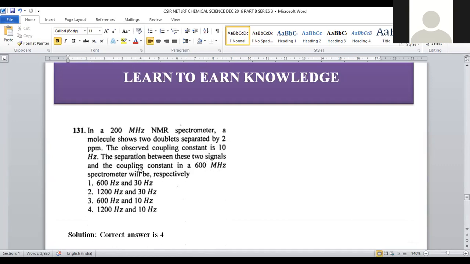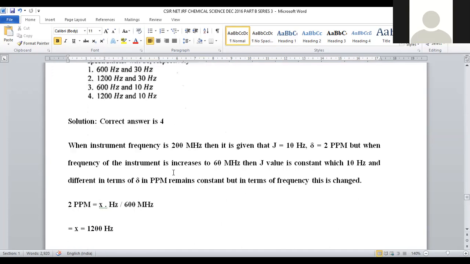Right. So this is a part of NMR spectroscopy. Here, the values we have to predict are the separation between two signals and the coupling constant. Both the terms we have to determine: one is the separation between two signals and the other is the coupling constant J value. For that purpose, the data provided in the problem is the instrument frequency. The instrument is operated at 200 megahertz and the J value is provided as 10 hertz.